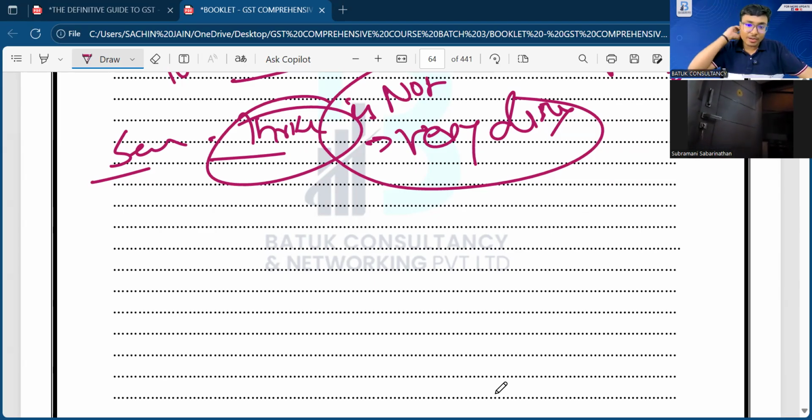Sir, in Tamil Nadu works contract, if in the same state, no need to take the GST registration. But if in a different state, you have to take the GST registration.